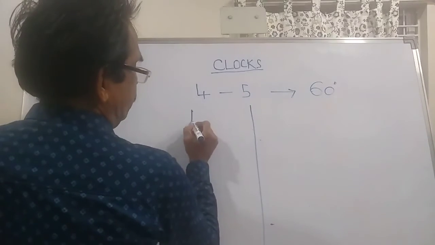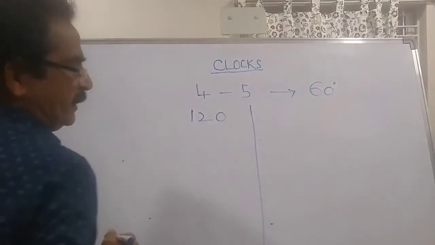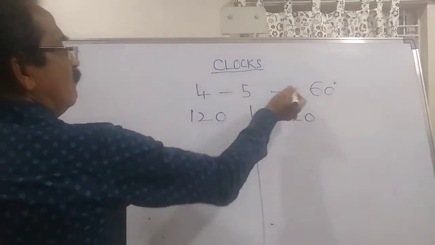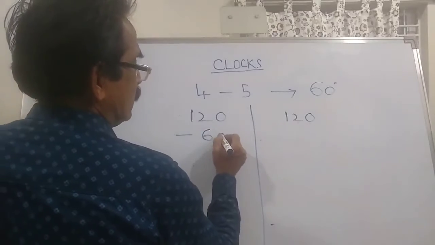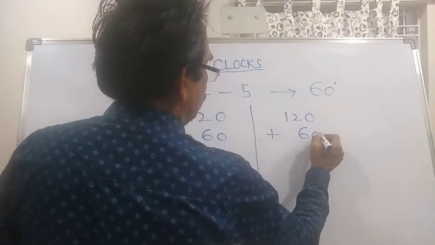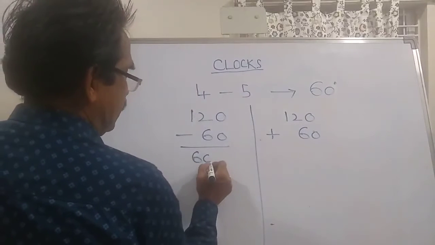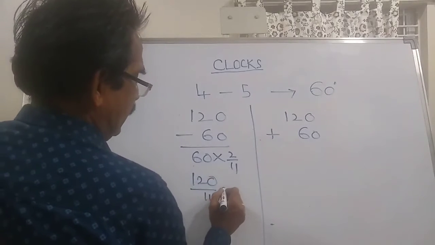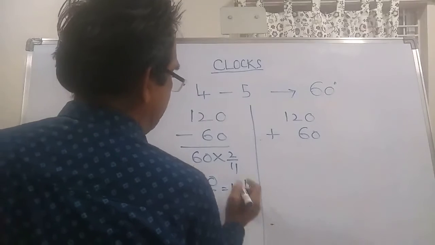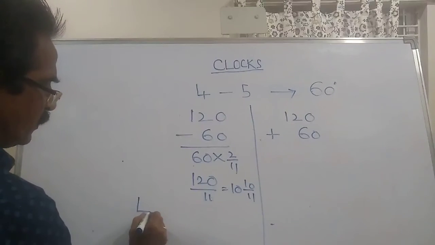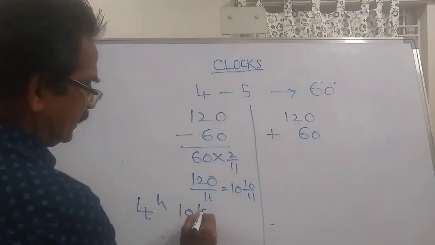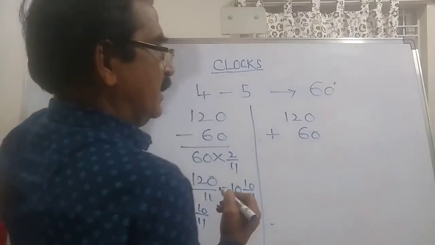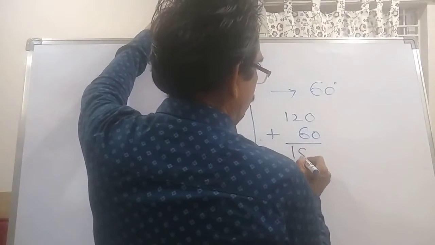At 4 o'clock, we know the angle between the hands. So 120. Here again, you put 120. One time you subtract, one time you add. 120 minus 60, 60 into 2 by 11, 120 by 11. 10 by 11 is one answer. 10 by 11 means 4 hours 10 by 11 minutes. At this time the hands will be at 60 degrees.